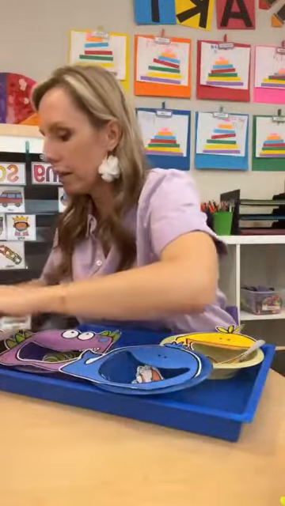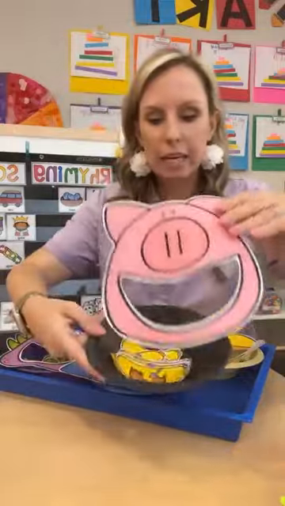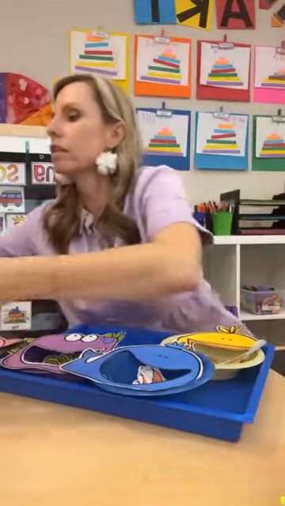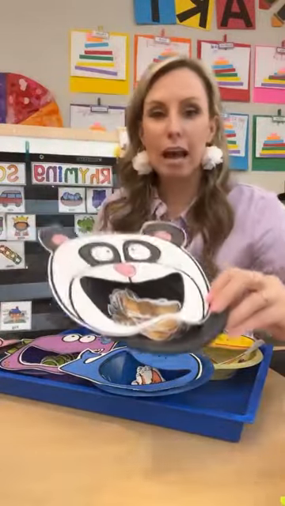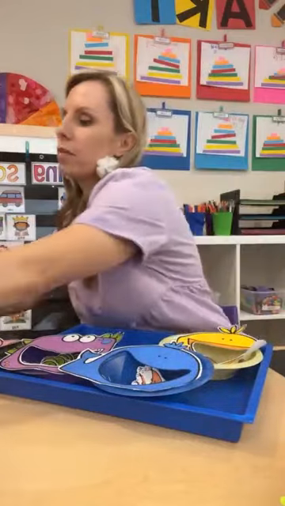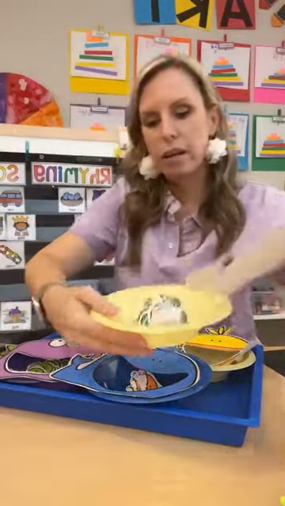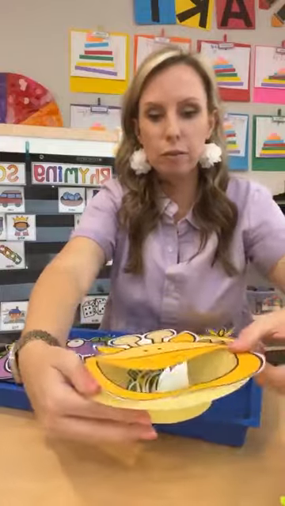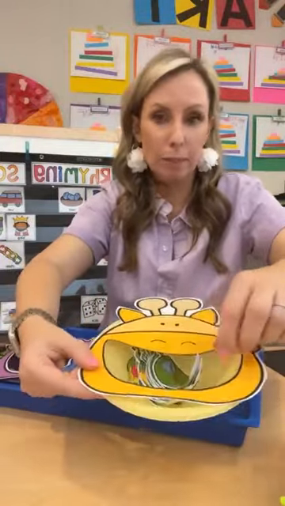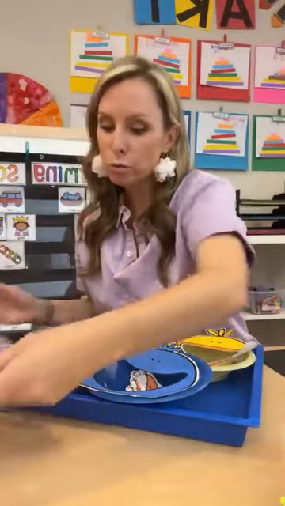Oh, I showed you the elephant. I didn't show you, so there's a pig. And then we have a horse and he has some carrots. And then we have a panda who has some bamboo. Oh, all the way over here. And then we have a giraffe, whoops, and she is eating some leaf rhymes. So those are really, really fun.